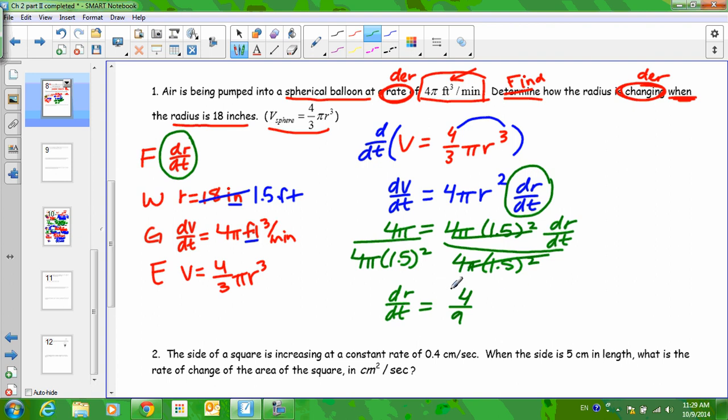And you got to think about your units. R is radius. Our units for radius were feet. Our units for time were minutes. So feet per minute. That's important. If you want to do this as a decimal, you have to go out to 3 decimal places.